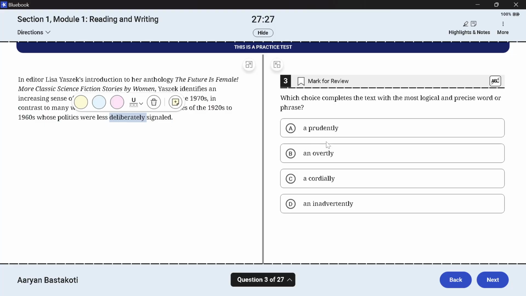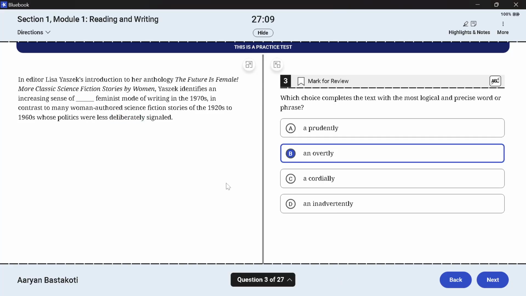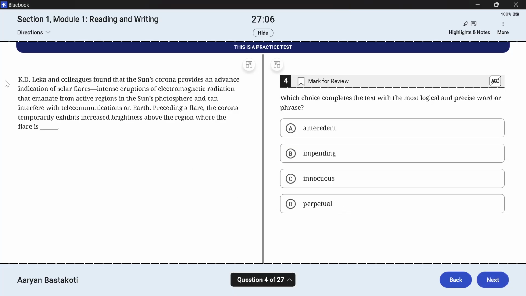So prudently, overtly, cordially, inadvertently, deliberately. I think overtly is the right answer. Synonym of deliberately. I'm not sure, but still, this is what we're looking for. I do not know other meanings.